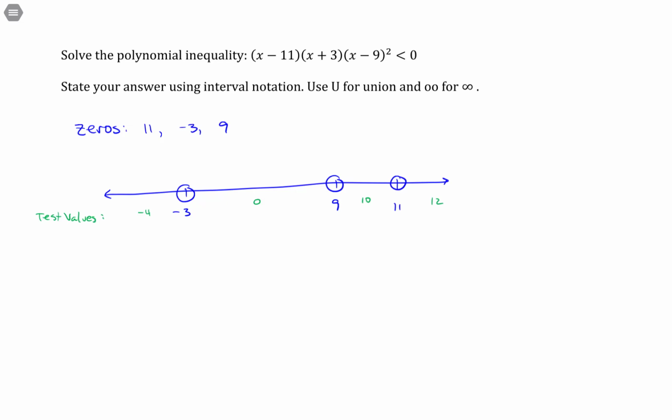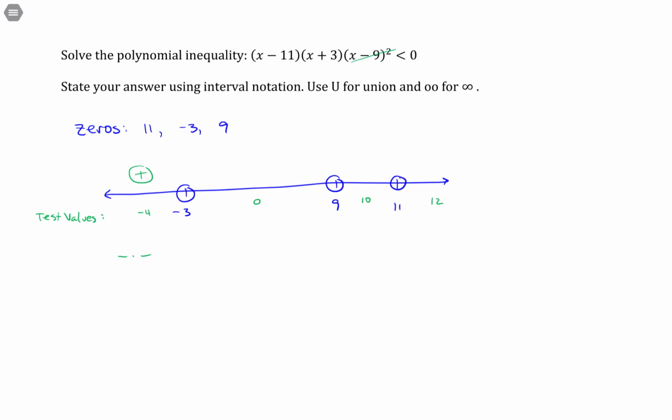So -4 minus 11 is -15. And it doesn't really matter that it's -15, it's just that it's negative. -4 plus 3 is negative. So this is negative times negative. And then -4 minus 9 is negative, then we're squaring it, so it's going to become positive. And in fact, anything that I plug into this value is going to be positive, so I really don't need to consider using it. So it's really just negative times negative, which gives me a positive result.